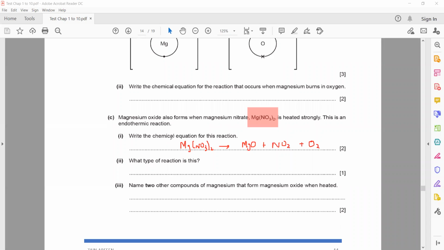Then balance this equation. We always try to balance oxygen. So 3 multiplied by 2, 6.